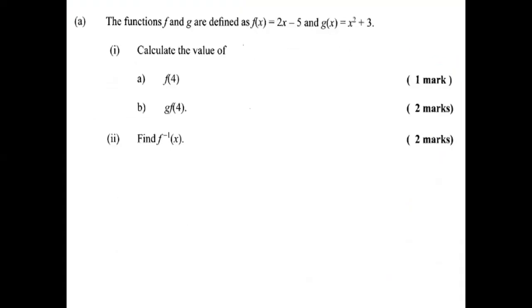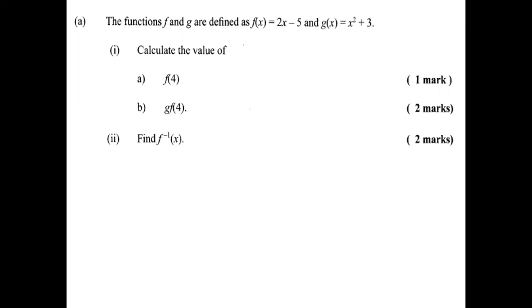When you have the time, please go back through in case I was going too fast just now. All right, functions f and g are defined as f(x) = 2x - 5 and g(x) = x² + 3. Calculate the value of f(4), that's evaluating a function. Then gf(4), that's a composite function with evaluation. And then they're asking to find the inverse of f. Are these concepts familiar to anyone?